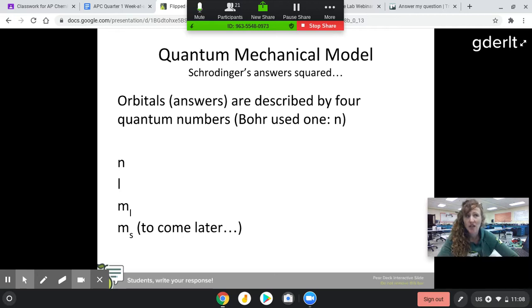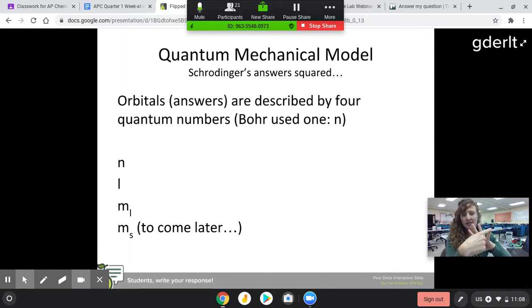And just like your address, if we want to describe where you live, we describe it by a state, a city, a street, and a numerical address, right? Just like that, we are going to describe the location of this electron using 4 different things: N, L, M sub L, and M sub S.